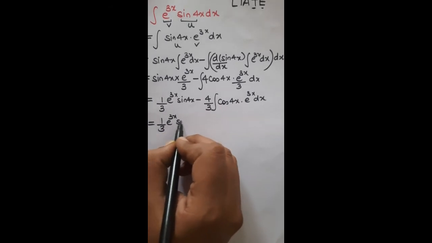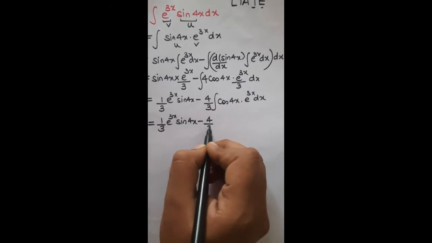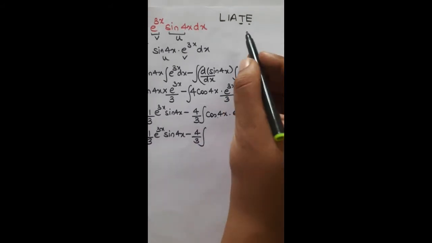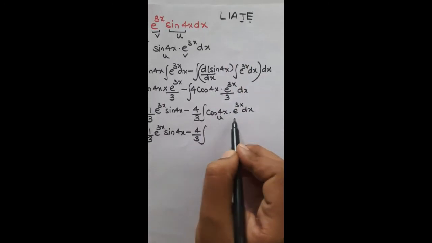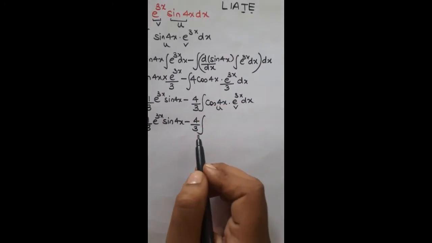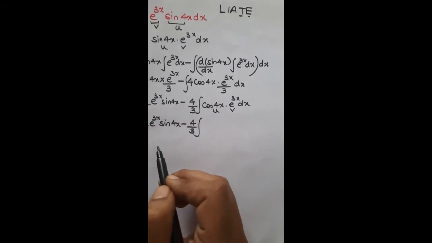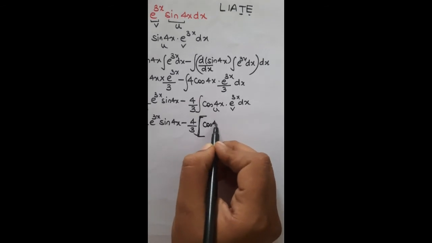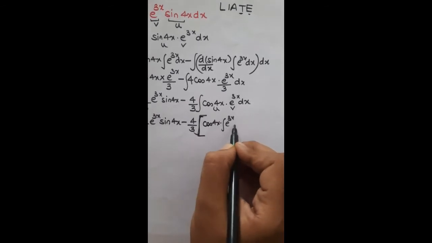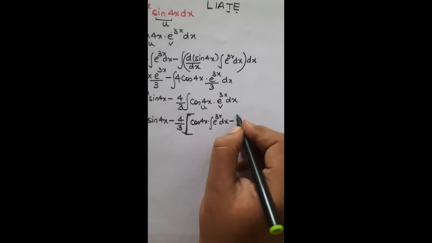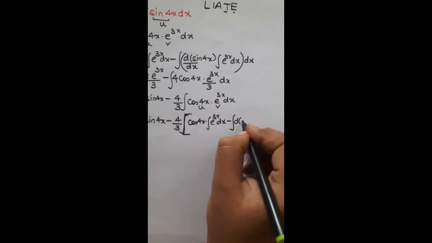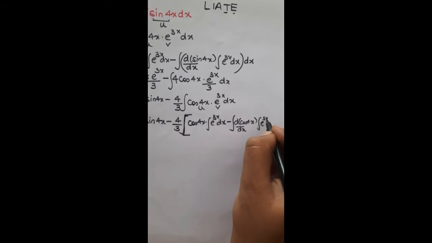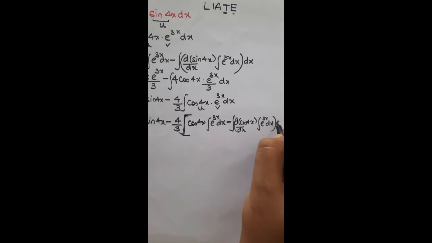This term is as it is, minus 4 by 3. I have a trigonometric function and an exponential function. Trigonometric T comes before E, so this is u and this is v. Again apply integration by parts on this section. So this would be: keep the first function as it is, integrate the second, minus, differentiate the first, integrate the second, and then integrate the product.